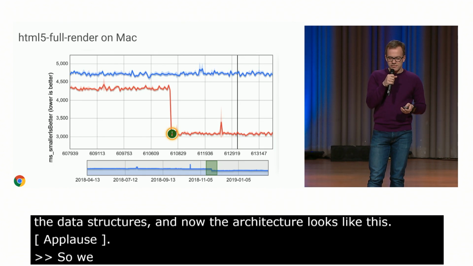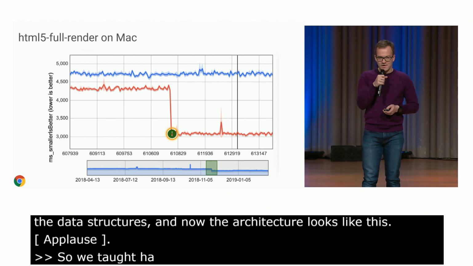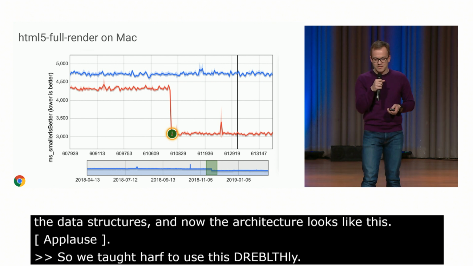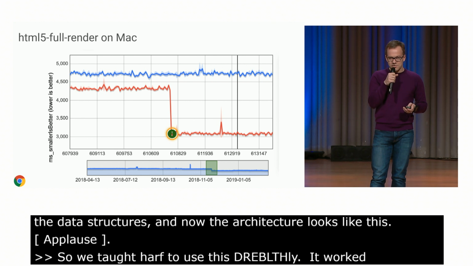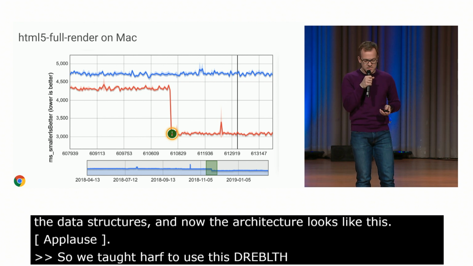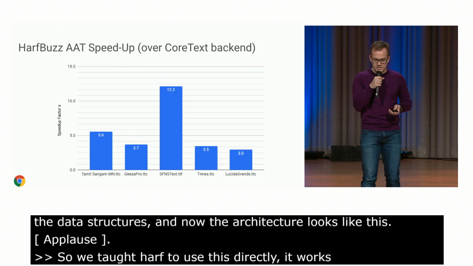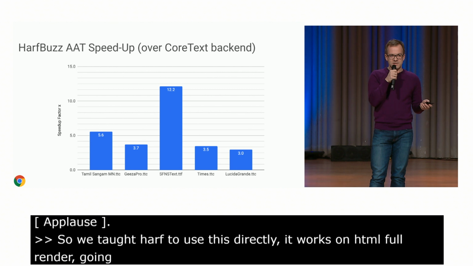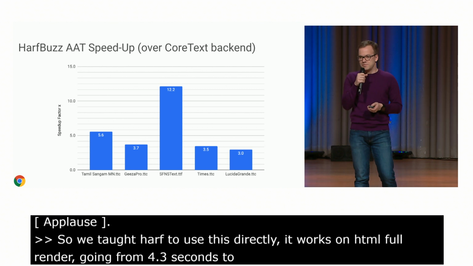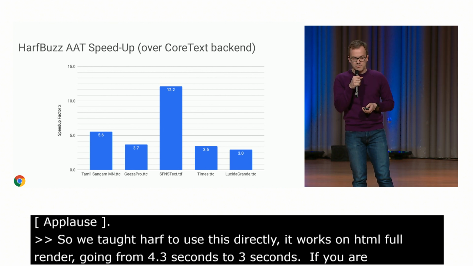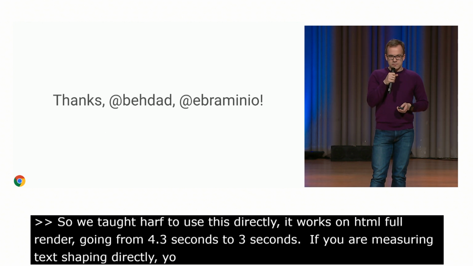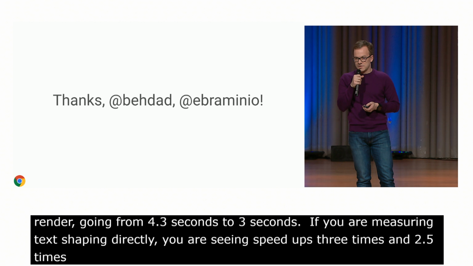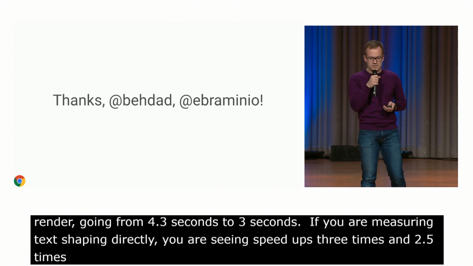And it works quite well for benchmarks like HTML full render, which is going down from 4.3 seconds to about 3 seconds. Also, if we're measuring text shaping directly, we see speedups between 3 times and 12 times. So thank you to Behdad, who's the maintainer of HarfBuzz, and Ibrahim, who's working on the HarfBuzz project as well.